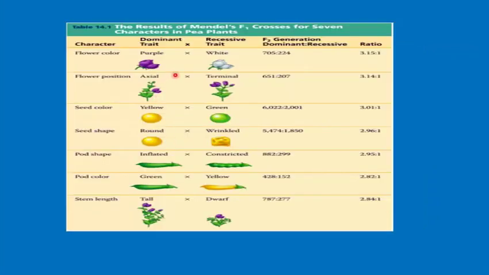Now the contrasting characters with the diagrammatic representation: flower color purple is dominant, white is a recessive trait. Flower position axial, and flower present at the stem tip is the terminal position. Seed color yellow is dominant and green is recessive. Seed shape round is dominant, wrinkled is recessive. Pod shape inflated is dominant, constricted is recessive. Pod color green is dominant, yellow is recessive, and stem length, that is height, tall is dominant and dwarf is recessive.